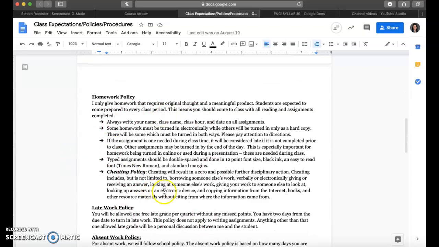Homework policy. I try to give most homework that requires original thought, meaningful product. So it requires your brain and not someone else's, so you can't copy on stuff like that. But get your work done, come to class, get work done with proper due dates, okay? You guys know the drill.